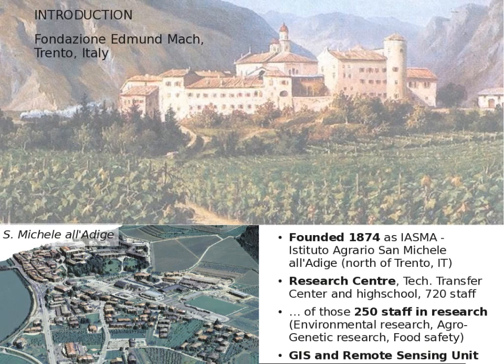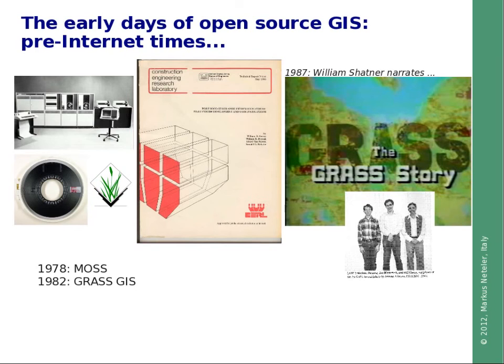I work for the Fondazione Edmund Mach, which is located close to Trento, northern Italy. It has been founded in 1874 as Istituto Agrario San Michele all'Adige. Today it consists of a research center, a technology transfer center and a high school with more than 700 staff. Of those, 250 work in research. In the early 80s, the first open source GIS systems appeared. One was the MOSS system and the second one GRASS GIS, which is under continuous development.